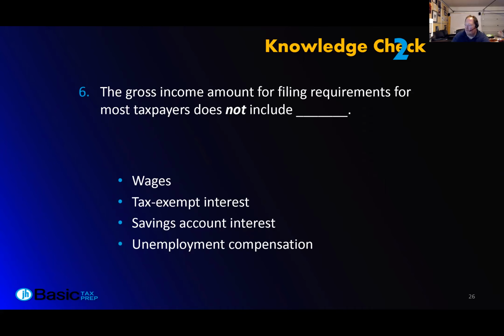Well, wages, yeah. Tax exempt interest, probably not. So I don't know. Savings account interest, yeah. Unemployment compensation, yeah. So those are all yeses. So if you answer the question without the "not," guess what? You got your 3 positive answers. Put the "not" back in, you know it's got to be the negative, the tax exempt interest. So remember, when you see these things, look for the stupid thing. Look for that "not." Look for those always.